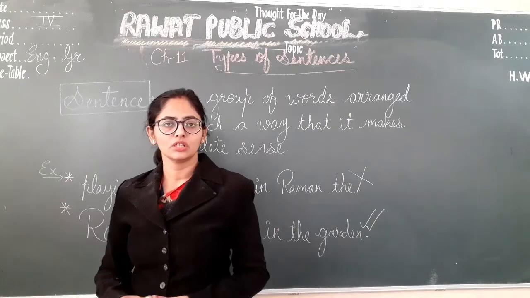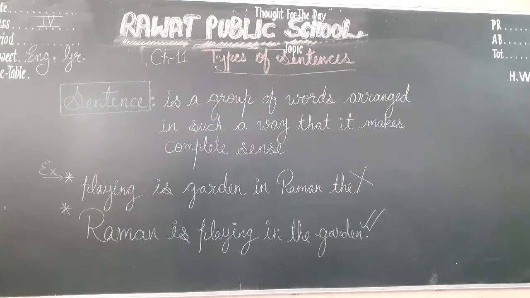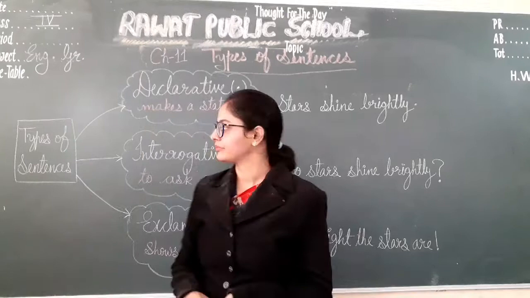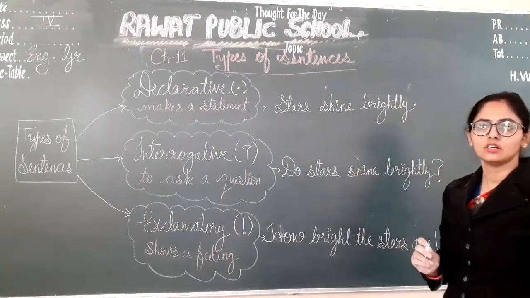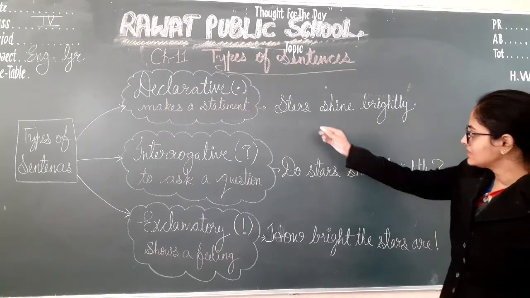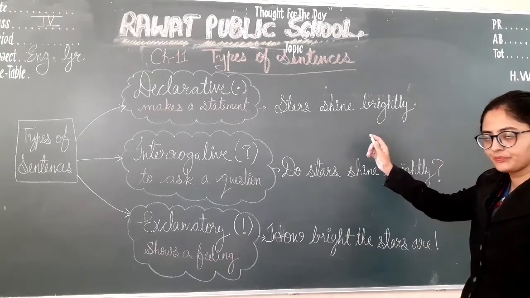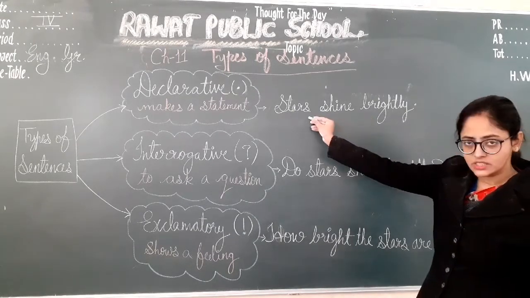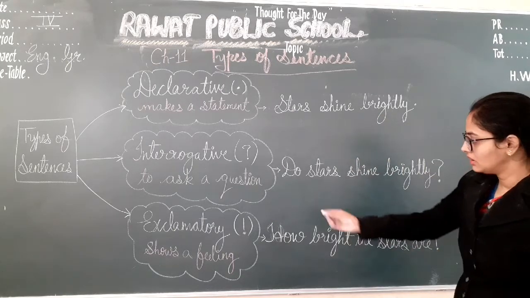Now I will tell you the types of sentences. For the types of sentences, first we will see the examples. Read these sentences carefully. The first sentence, see on the board: Stars shine brightly. Speak with me again and watch it carefully. Stars shine brightly.